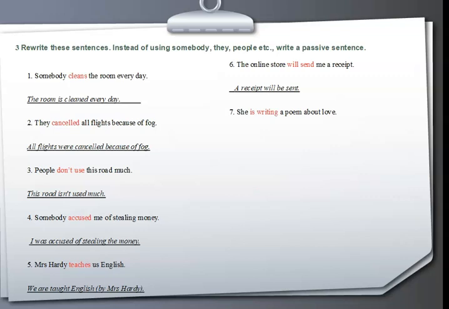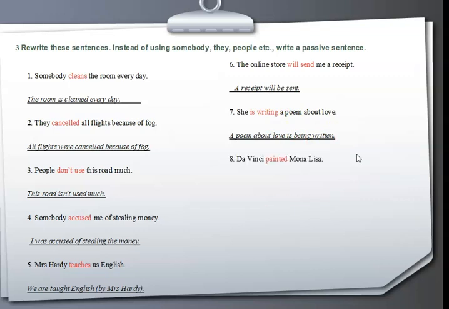She's writing a poem about love. Is writing, we're dealing with the present continuous tense. And what's the object here? The object of the sentence is a poem about love, right? A poem about love is being written. So, due to having the present continuous tense here, we have to use is being and add the past participle form of the verb write.